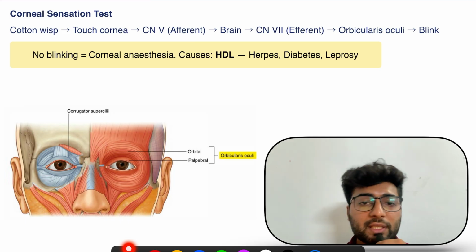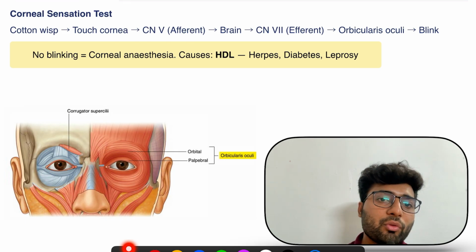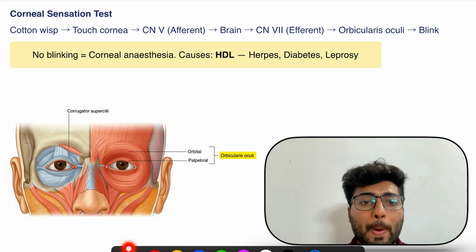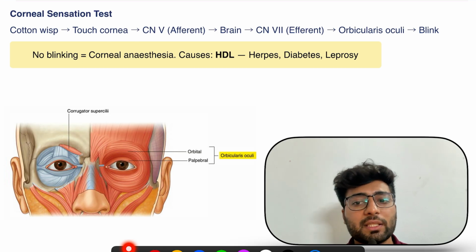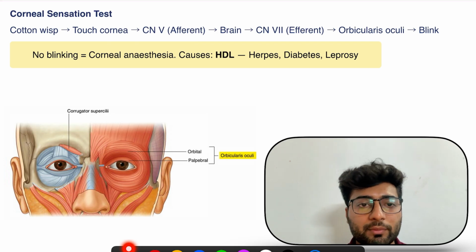Now in which case there won't be any blinking? In the case of corneal anesthesia, when there is pathology in herpes, diabetes and leprosy. Herpes, diabetes, leprosy, they have corneal anesthesia, and the eye won't be blinking via the corneal sensation.